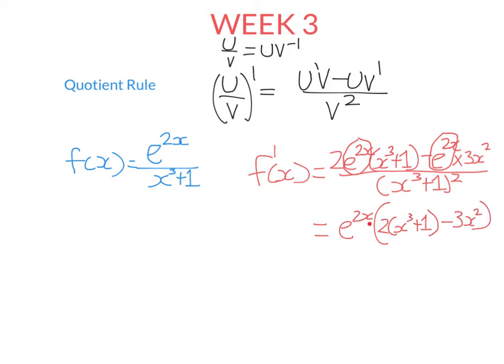So I can't really simplify the top any further. Expanding the brackets won't make it any simpler, so I'll leave the top like that, and the bottom, x cubed plus 1 squared, I'll leave it like that. I am done. This is the derivative of this using the quotient rule. Let's now look at graphing.